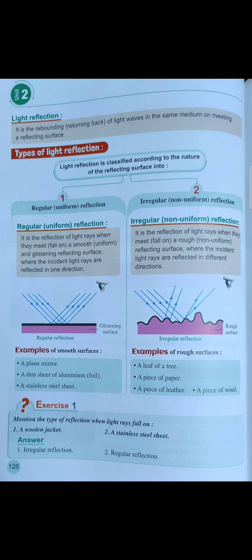On the other hand, the irregular reflection, okay, when the light ray falls on any irregular surface such as a piece of paper or piece of wood, they make the reflection of the light, but this reflection will be in different directions. Okay, as the light ray falls on a rough or non-uniform surface.